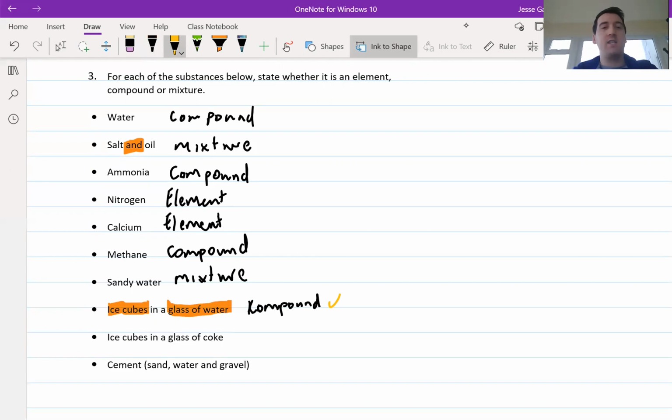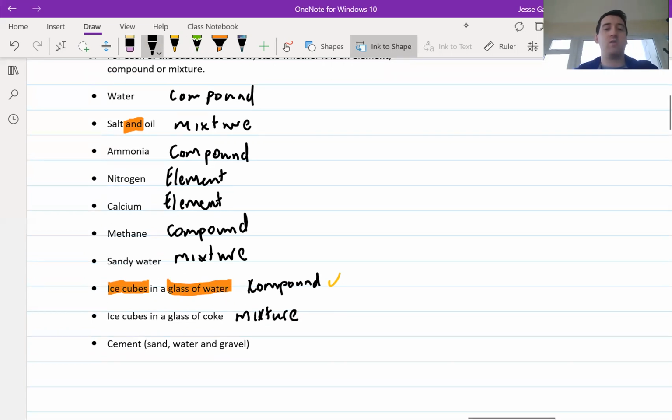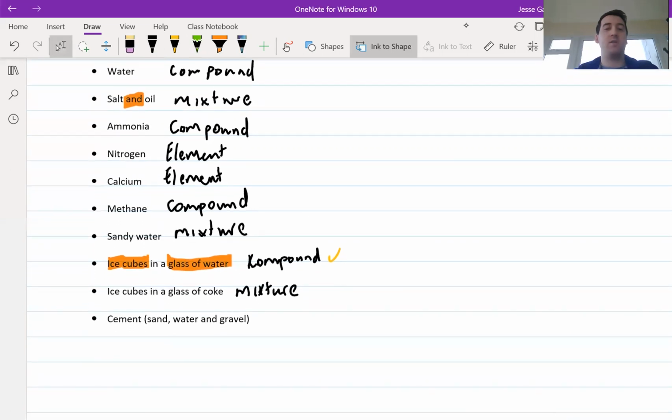The next one, ice cubes, but this time in a glass of Coke. So it's not ice cubes in water this time. This one is a mixture because you've got water in the ice cubes and Coke is the liquid. So those are different substances. So that is a mixture. It's easy to separate them. You can just put your hand in and take the ice cubes out.